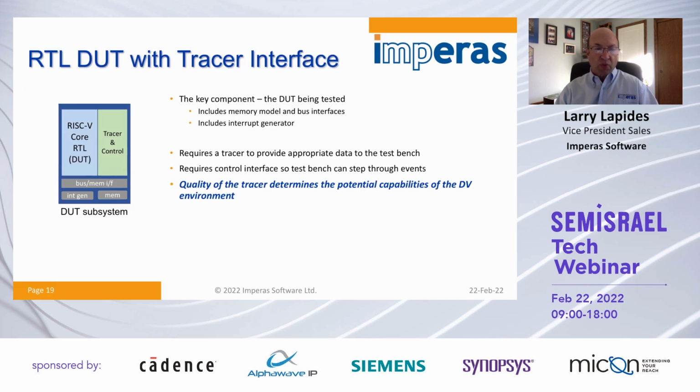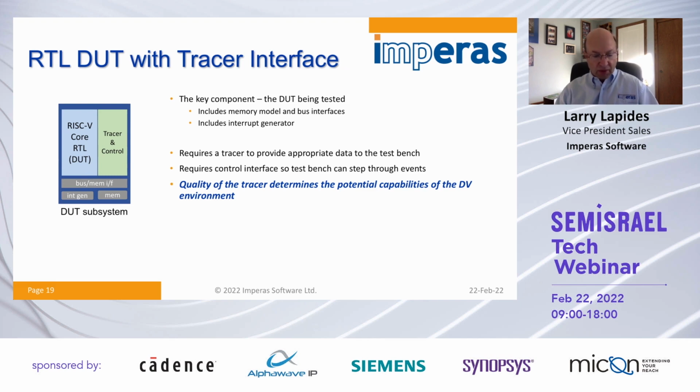And just one more word here about the DUT subsystem. A key piece of technology is the tracer. The quality of the tracer in the RTL determines the potential capabilities of the DV environment. This is the component that provides the introspection into the RTL.